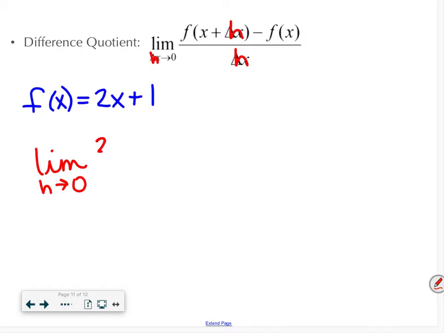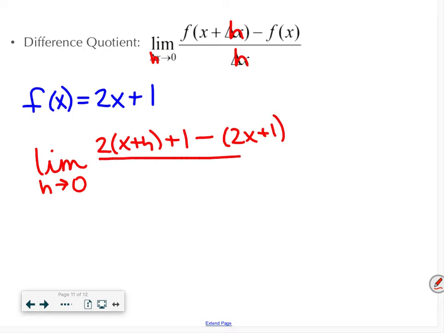So f of x plus h minus f of x all over h. Do you notice how I'm subtracting that entire quantity? Some of you struggled with that on your summer quiz. Hint, hint, hint, hint. Subtract the entire quantity.